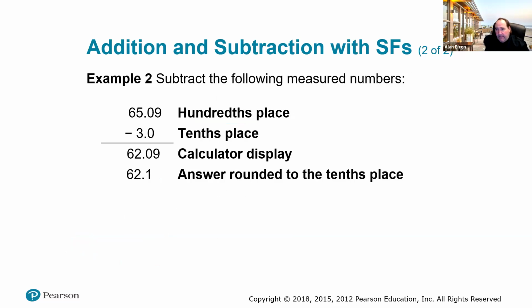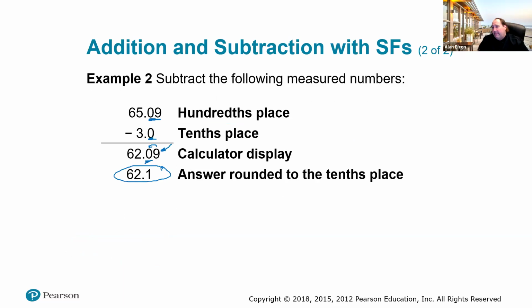If we take a look at another one here, again subtracting, so 2 decimal places, 1 decimal place. The answer should end up at 1 decimal place. We are going to look at the 9, which means we are going to round up, and that's going to give us 62.1, which is 1 decimal place. Also, again, 3 significant figures in this case.